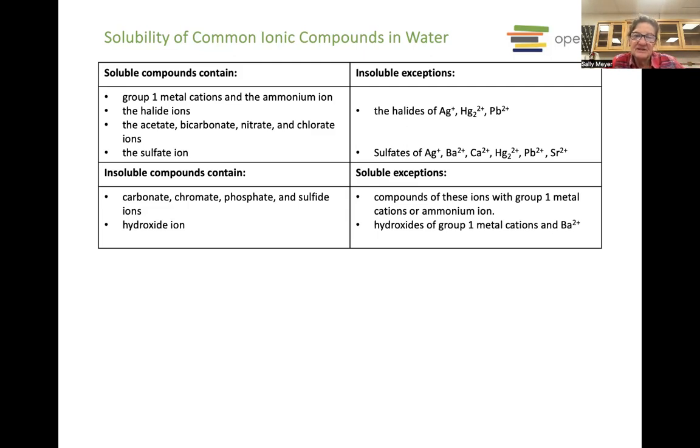And then when you get to the bottom of the table, they flip it. These compounds on the left tend to be insoluble: carbonates, chromate, phosphate, sulfide ions. The exceptions, and when those things would be soluble, is compounds of these ions with group 1 metals or ammonium ion. And then on the left-hand side, hydroxide tends to be insoluble. But if hydroxide sees a group 1 metal cation, so any of the group 1, or with barium 2 plus, it will be soluble. So think about the table, and we'll use it in a lot of examples in class.